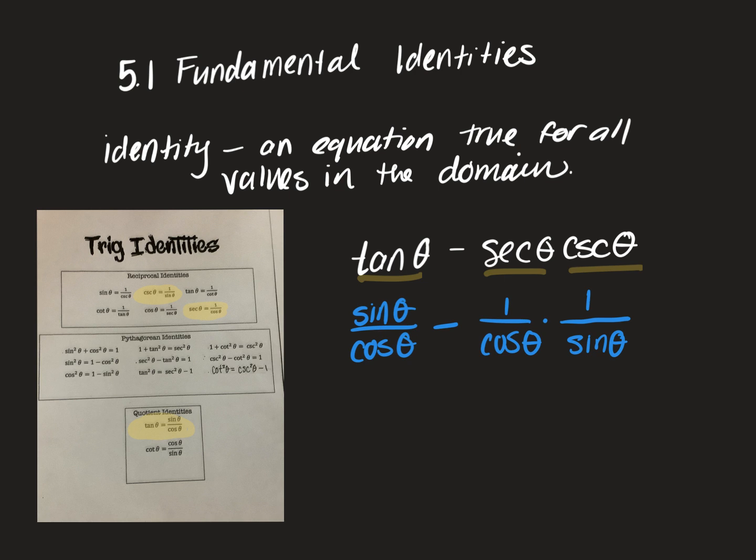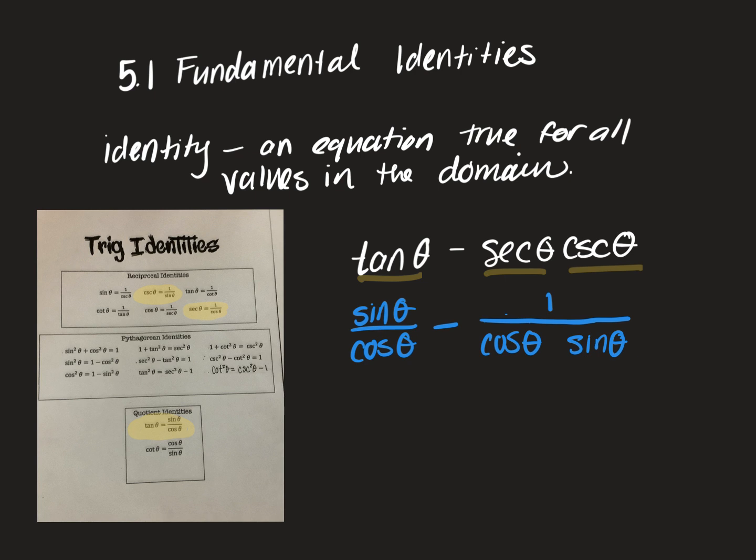A factor? No. Because since they're multiplied together, all that does is squish them together. It's just 1 over cosine times sine. Okay, so if I want to subtract those, what do I have to have?